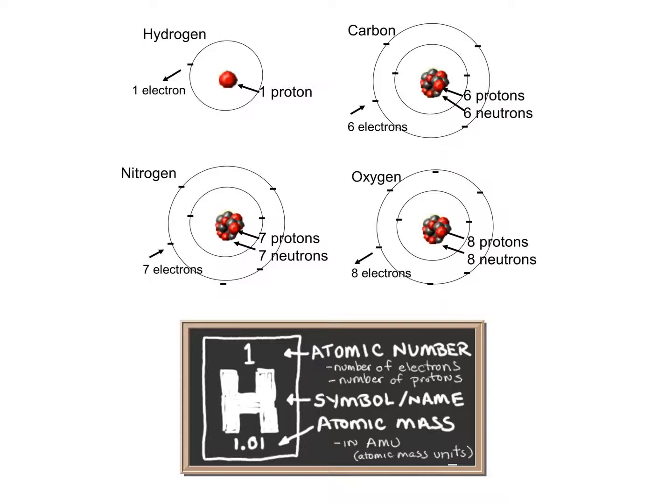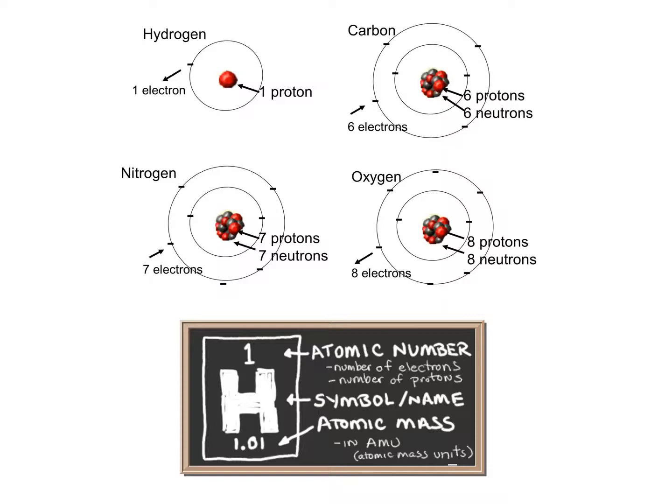Carbon is going to be atomic number 6. This is because it has 6 protons in it, and this is going to also determine the number of electrons that it has. Protons and electrons are always the same with every single element. If it has 20 protons, it will have 20 electrons. They balance each other out.